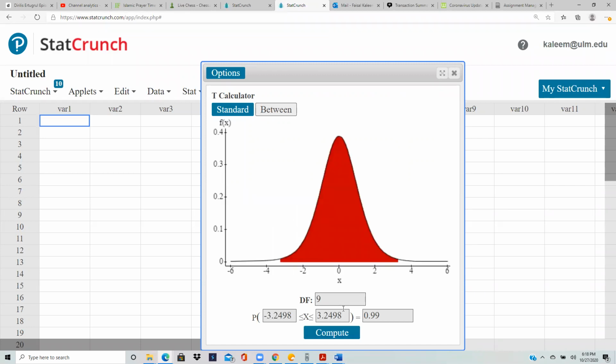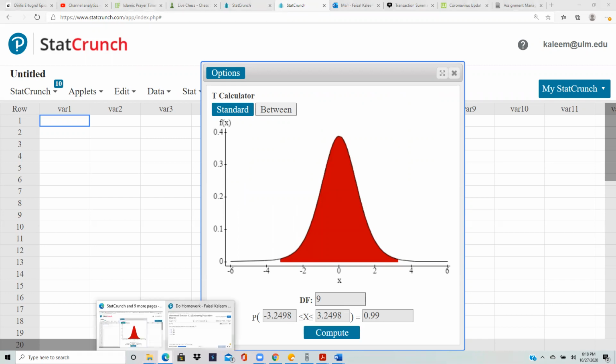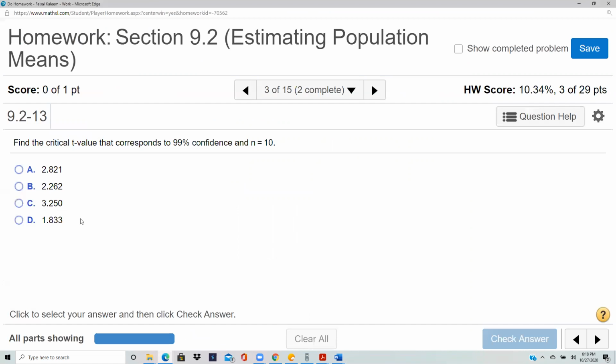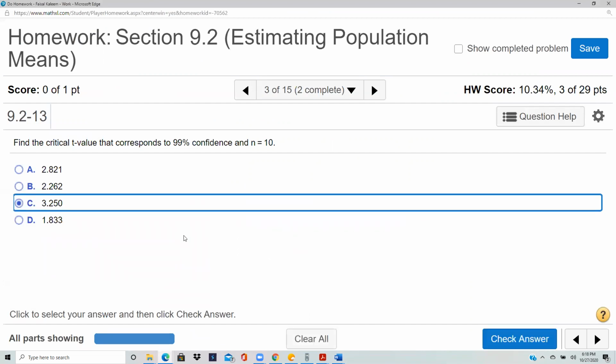So negative 3.25 and positive 3.25. And if they just ask for the positive one, if for one of them, then you take the positive one.